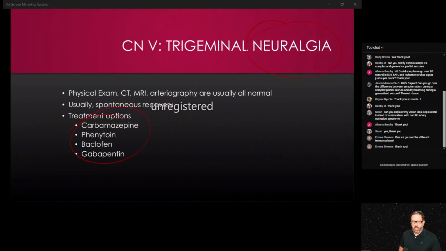Tic douloureux, trigeminal neuralgia, just again going through the way they're going to complain about the exquisite pain over the distribution of the trigeminal nerve. A lot of these neuro drugs are the same throughout the entire thing, so there's not that many you have to remember.